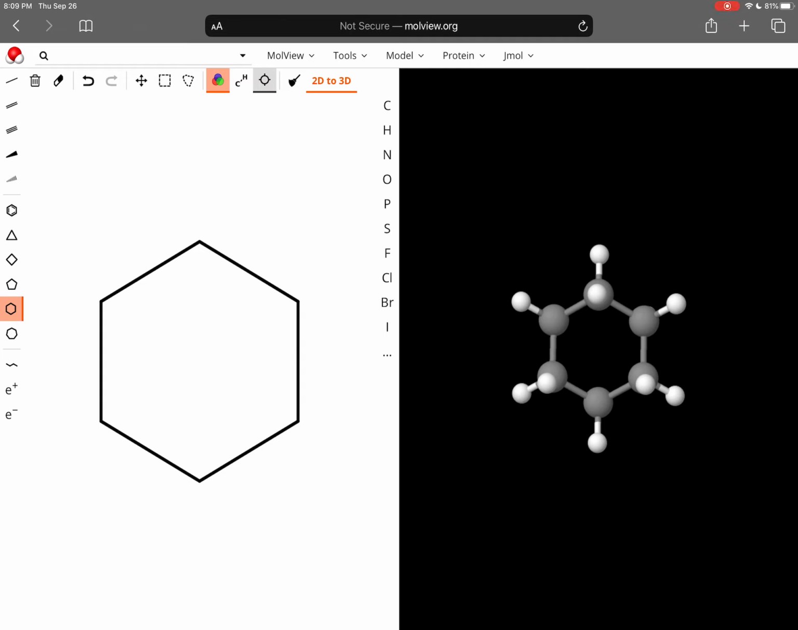Here's a video to help you with drawing cyclohexane from the side. So normally when you draw cyclohexane, you'd be looking at it as if it were a pancake laying on the floor and you're looking down on it from the top.